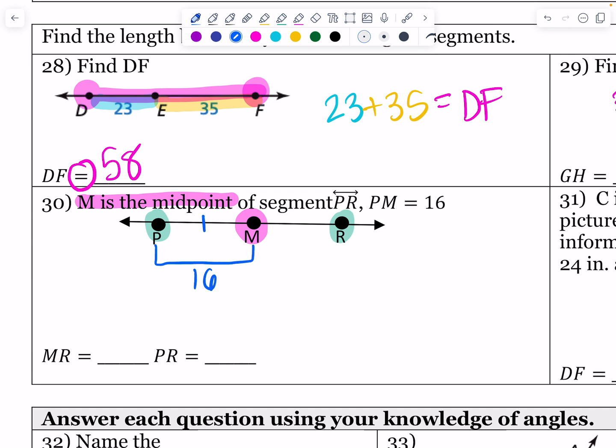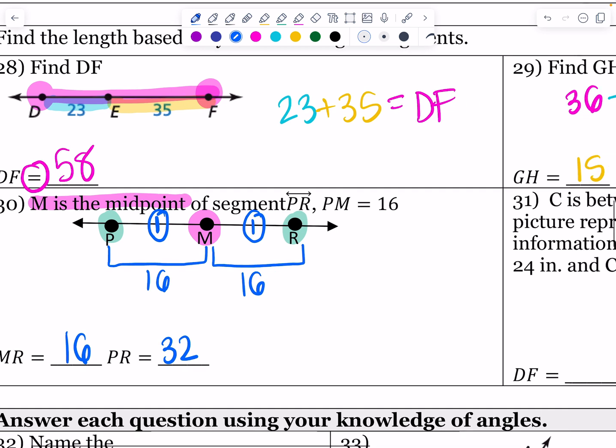So if that's the midpoint, that means that M is in the middle. So I'm going to mark this congruent with congruence marks. So if that is 16, it's kind of like identical twins. This one's also going to have a value of 16. Those segments are congruent to each other, and so they have the same measure. And so what is segment M to R? 16. What would be the segment all the way across from P to R? You just double 16. 16 plus 16 would have a combined length of 32.